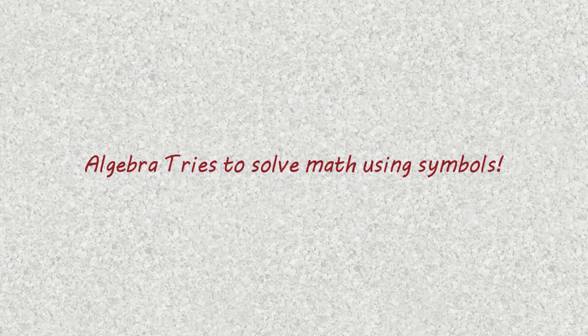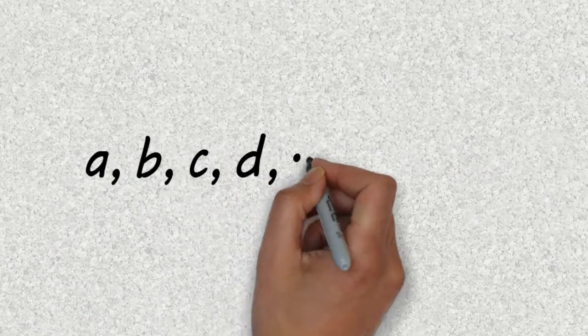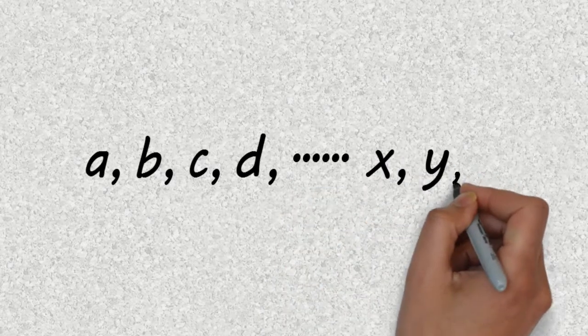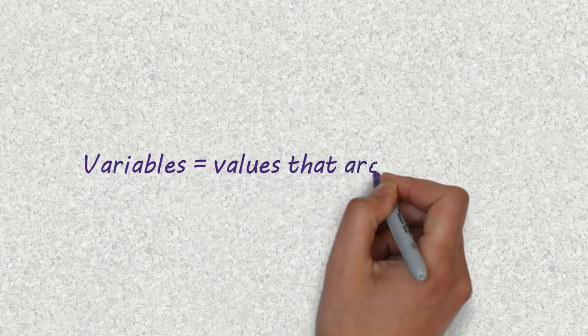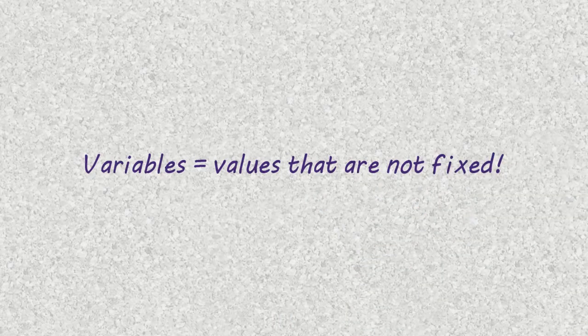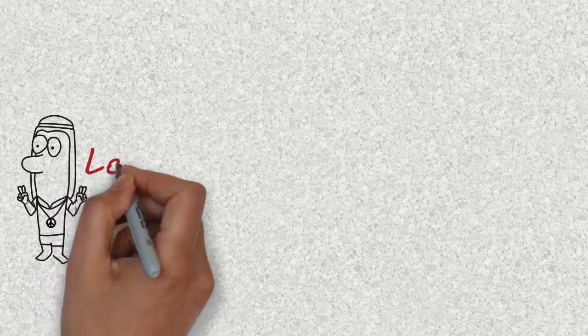Now, you can use any symbol from A to Z. It can be A, B, C, D, or it can be X, Y, Z, or anything like that, but they will be small letters, of course. These symbols actually mean variables. Variables mean the values that are not fixed. It can be any unknown number, like 5, 10, 15, 20, or 1, 2, 3, or whichever answer we have got after solving the problem.